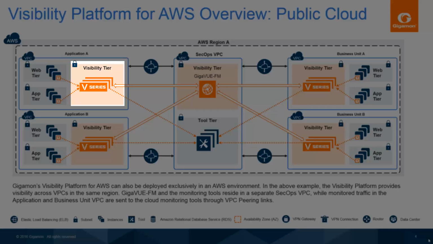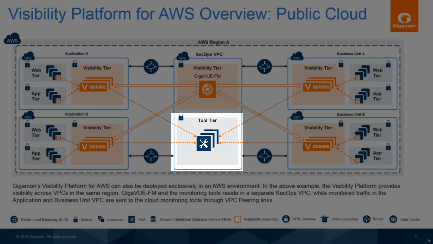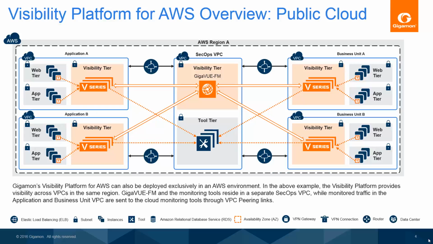Inside each one of these VPCs, a vSeries node or a series of vSeries nodes will be running, where the agents on your workloads will be able to forward the traffic to them and then have that tunneled back across the VPC peering link to the tools that exist in the SecOps VPC.